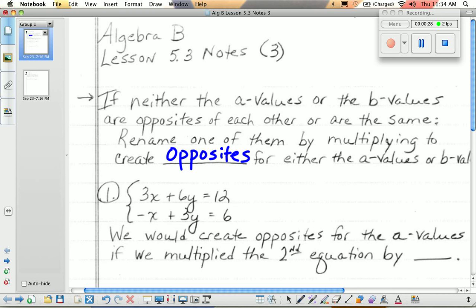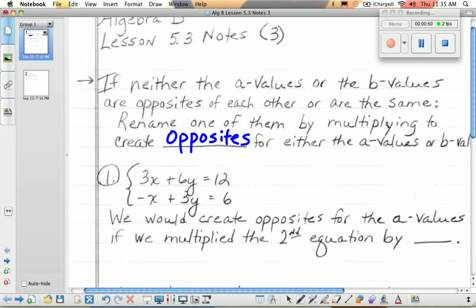So those opposites aren't there, but we have the same x's or the same y's, then we can multiply by -1. But if we don't have these same x's or the same y's, then we're going to rename one of them by multiplying, and this time it's not going to be by -1. We're going to have to pick another number to multiply by, okay?